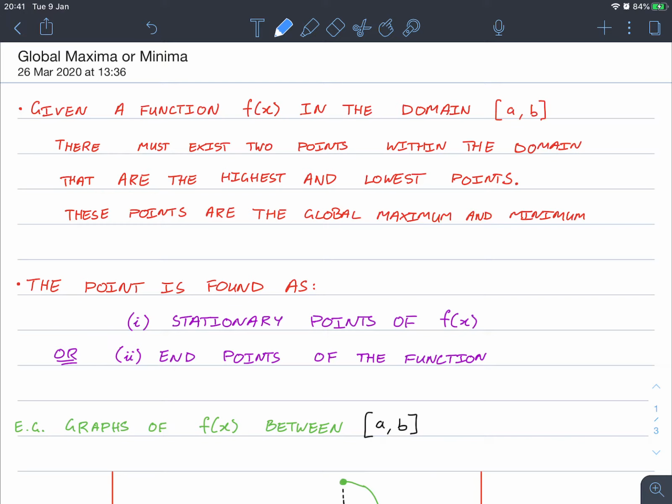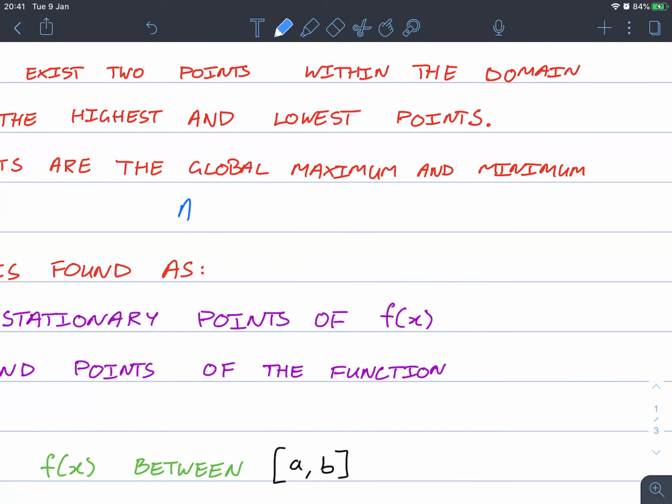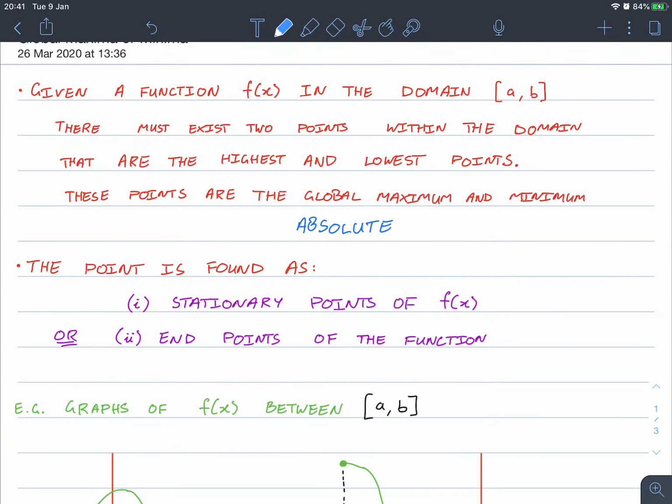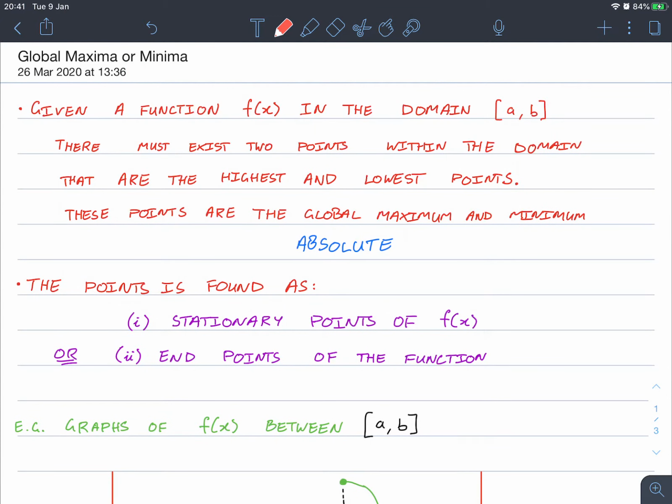Given a function f of x in the domain between x equals a and x equals b, there must exist 2 points within the domain that are the highest and lowest points. These points are called the global maximum and minimum. You may also see them in textbooks referred to as the absolute maximum or absolute minimum. The points are found as stationary points of f of x or the endpoints of the function.